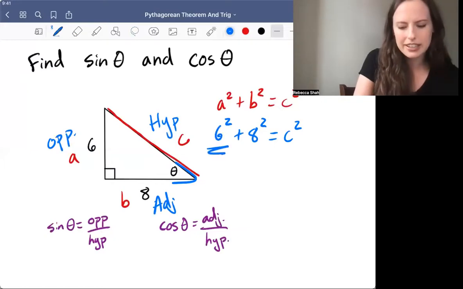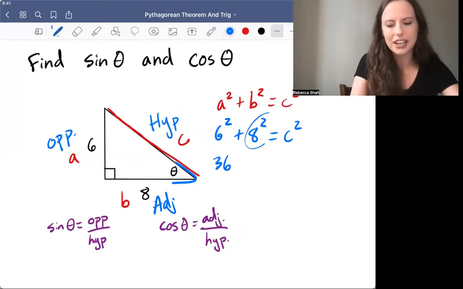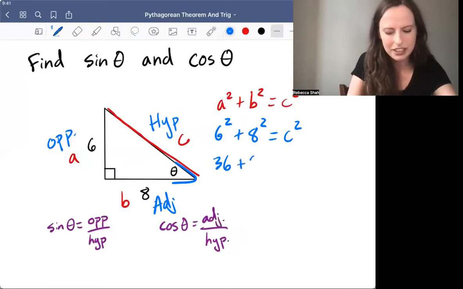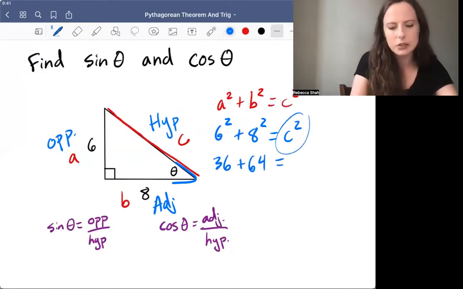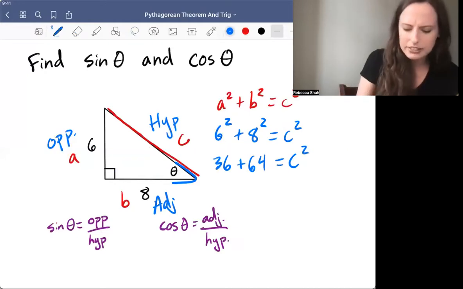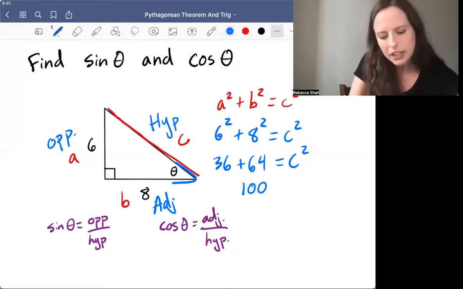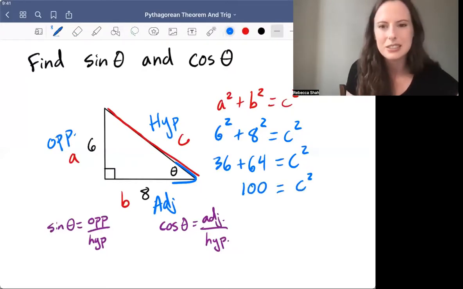So 6 squared is really just 6 times 6, which is 36. 8 squared is 8 times 8, which is 64. And then we'll keep that C squared on the right-hand side, so we still have something to solve for. All right, so 36 plus 64 equals 100. So we have 100 equals C squared.